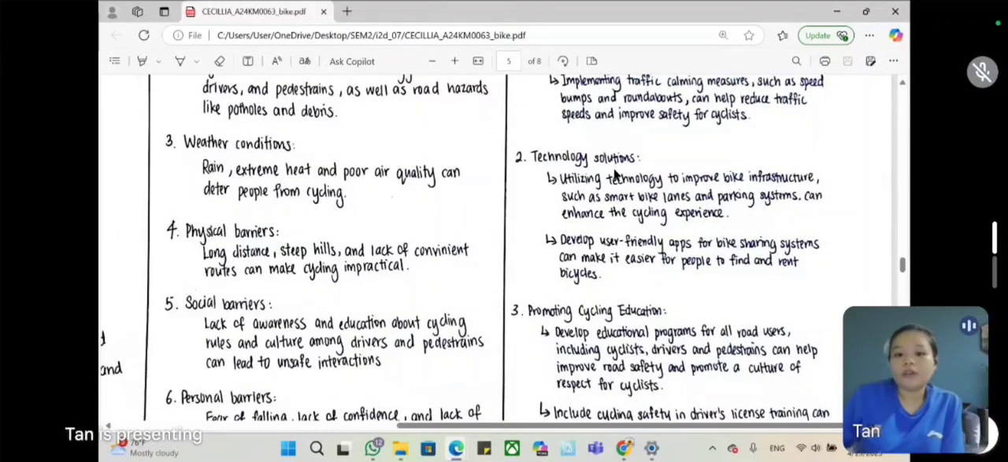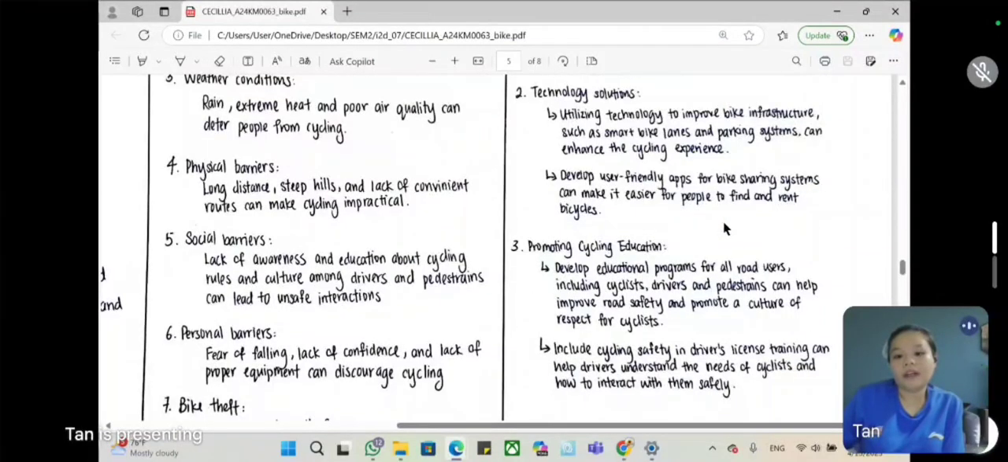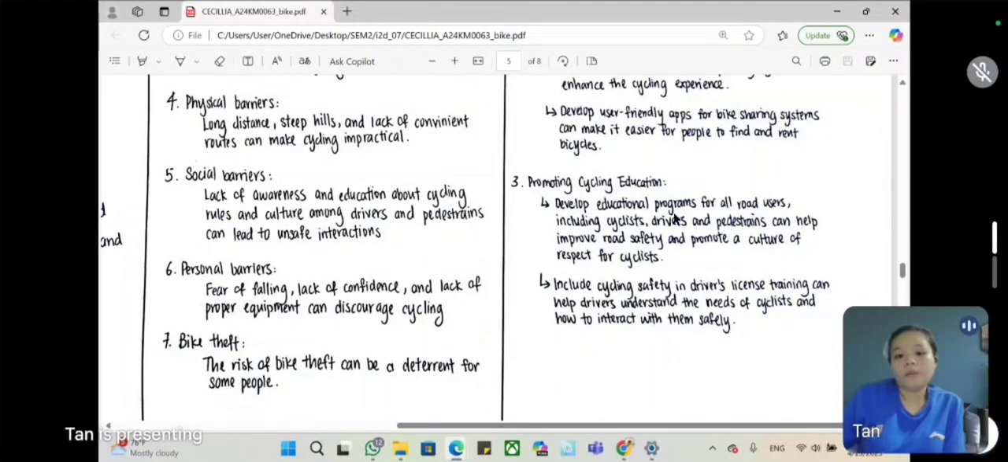For technology solutions, developing a user-friendly app for a bike sharing system can make it easier for people to find and rent bicycles. Promoting cycling education is also important, such as developing educational programs for all road users, including cyclists and drivers, which can help improve road safety and promote a culture of respect for cyclists.